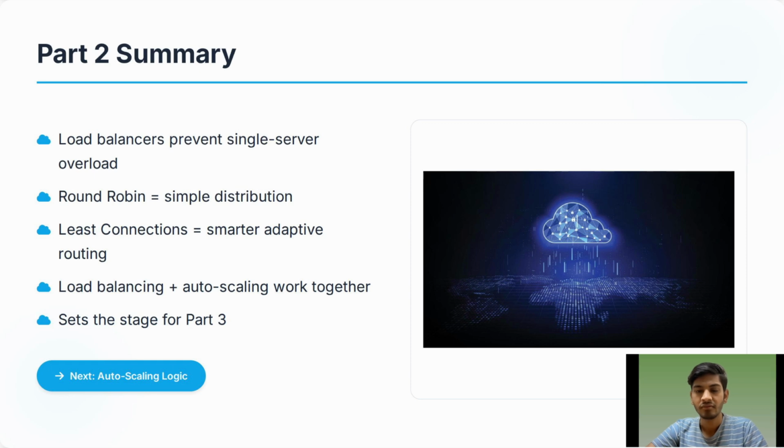Load balancing is essential for horizontal scaling. Round robin is simple but doesn't adapt. Least connections is smarter for uneven loads. Load balancing alone can't handle massive spikes. Auto scaling plus load balancing together form the backbone of cloud scalability. In part 3, we will bring everything together: triggers, scaling rules, cooldowns, and full real-time behavior.